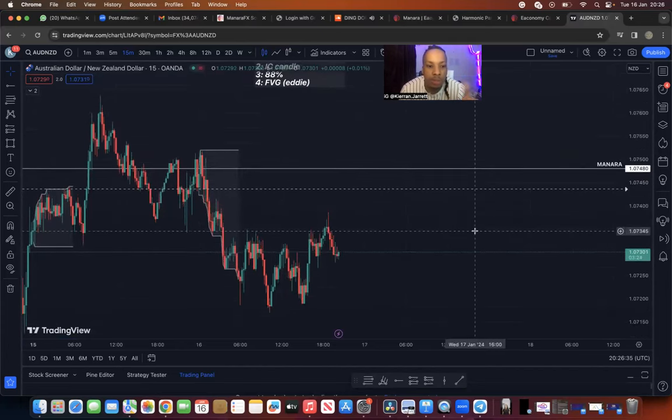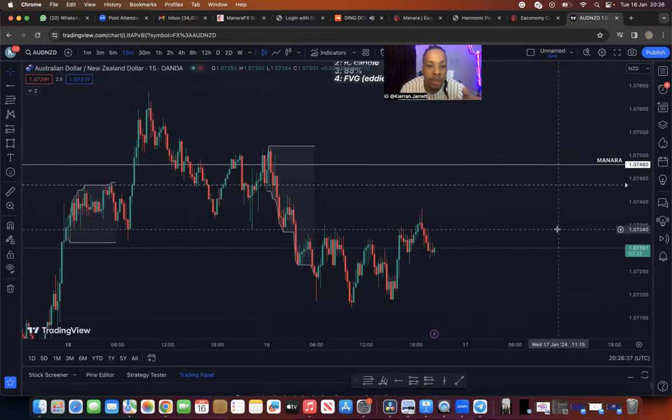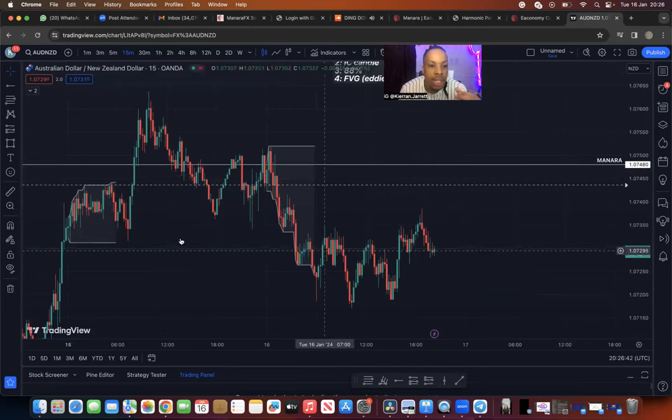Okay, is there an institutional candle? Now, this is the part where people get confused and they always want this explained. So I'm going to try to explain it again in a very, very simple manner. Okay, at the bottom. So this would be the bottom.